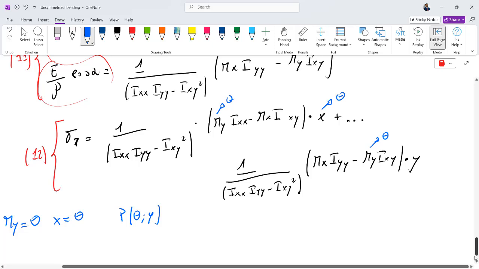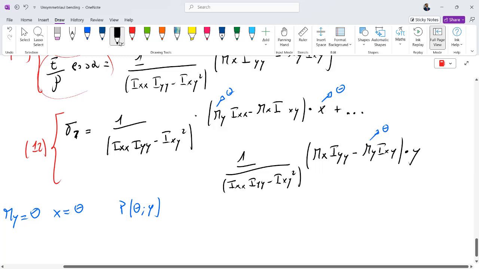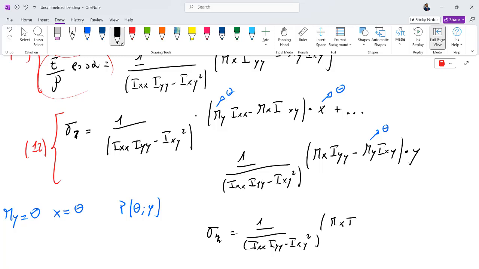We obtain that sigma z is equal to (Ixx y minus Ixy x squared) times Mx over Iyy times y. But now this is the equation of the bending stress of a symmetrical bending applied along the vertical axis.